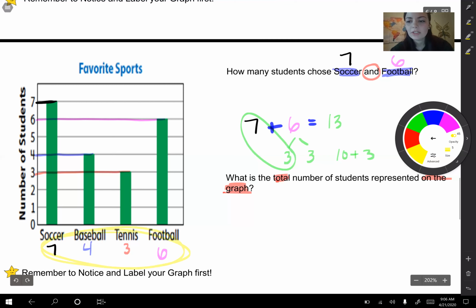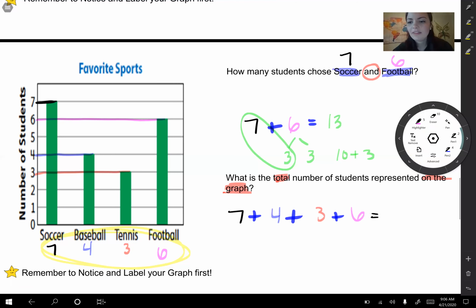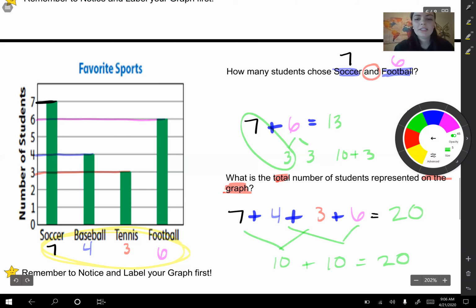So we should be doing 7 plus 4 plus 3 plus 6. Okay, so same thing we did earlier. I think it's great if we make our 10s: 10, 10. And then we get an easier number for 20. Okay, let's keep going.